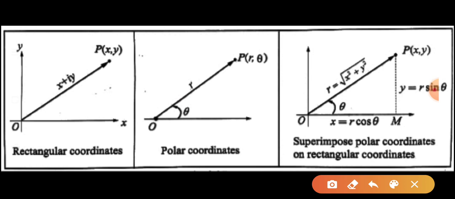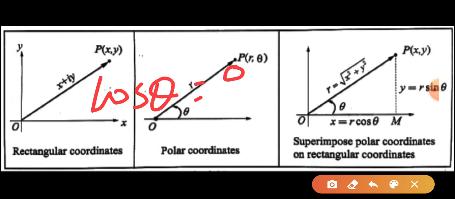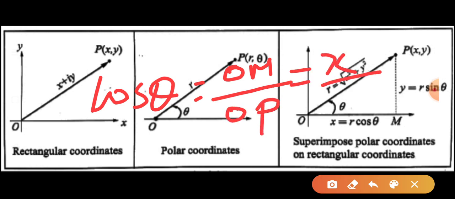Then how do you find x equal to r cos theta? First we write cos theta, that is adjacent side OM by hypotenuse OP. Adjacent side OM is x, hypotenuse is r, the square root of x square plus y square. We need x only, so cross multiplying r with cos theta, x equal to r cos theta.